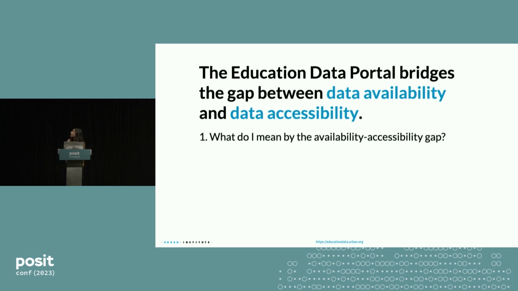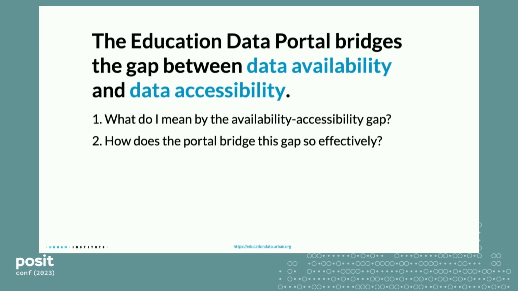The first is, what do we mean by this gap between data availability and accessibility? The second, how does the portal bridge this gap so effectively? And lastly, why does this matter?